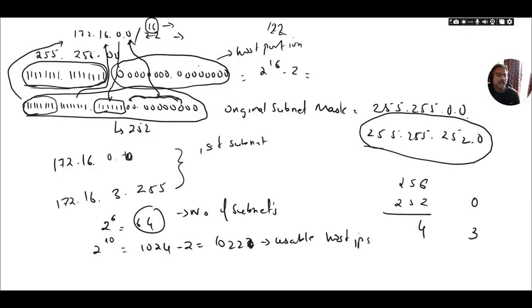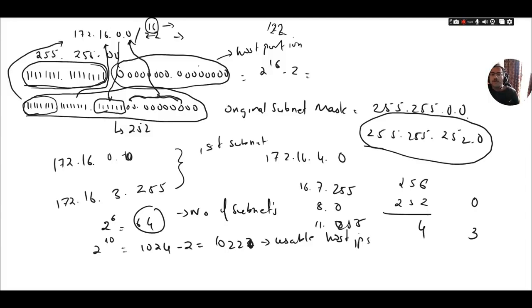So the second subnet will start from 172.16.4.0 and it will go to 172.16.7.255, right? 4, 5, 6, 7. Similarly, the third subnet will start from 8.0 to 8, 9, 10, 11, so 11.255. Likewise, you have to keep breaking your subnets and you can use them for your purpose. So this is what subnetting is.